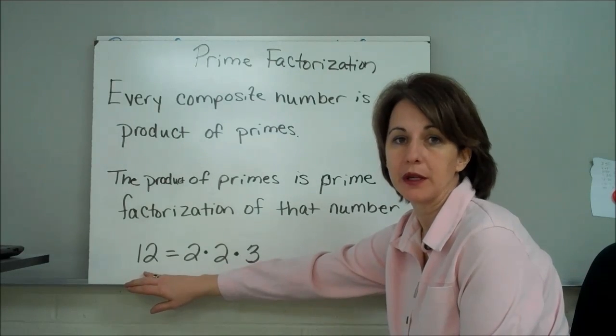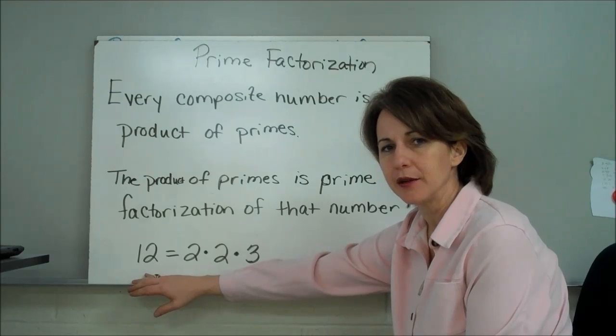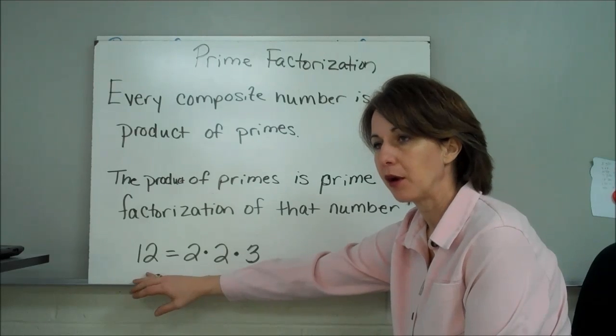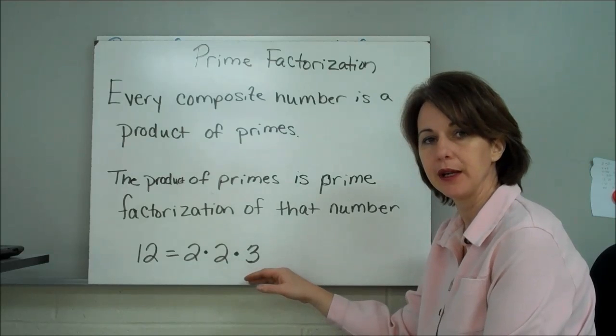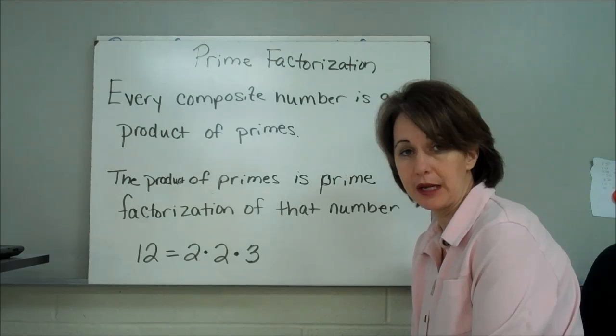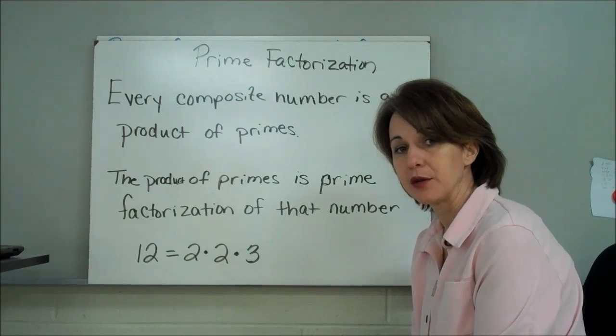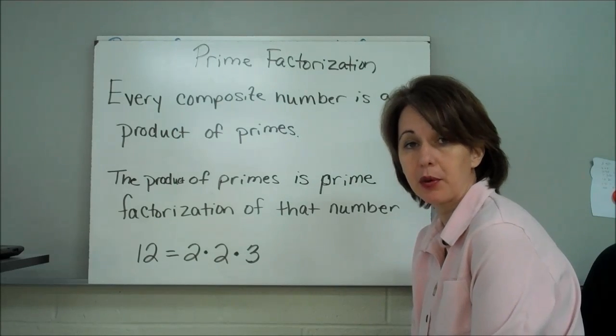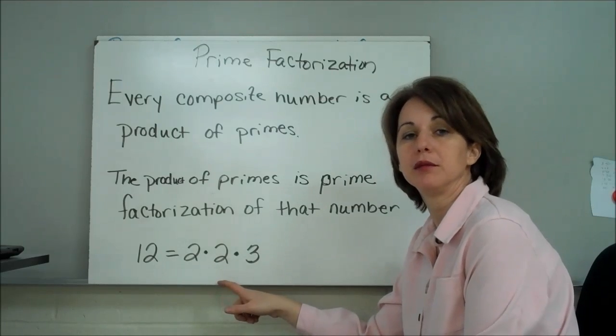An example is 12. The numbers I can multiply together that make 12 are 2 and 2 and 3. Now, the reason we don't call 4 and 3 the prime factorization of 12 is because 4 isn't a prime number, but 2 and 2 make 4.